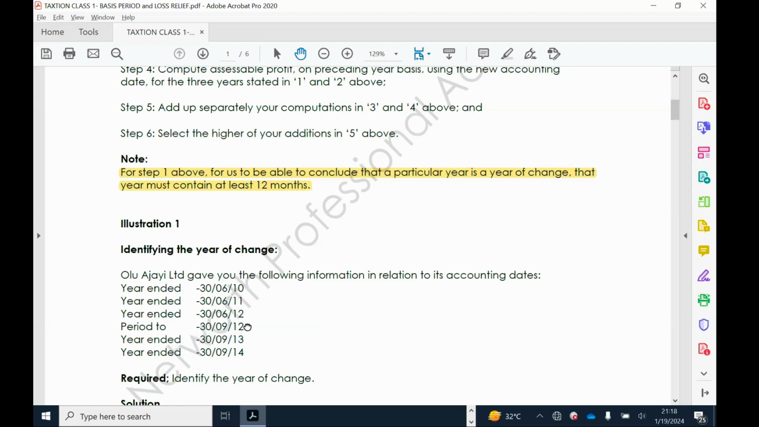So if the first year when the change occurred is not up to 12 months from the last one, then the following year that is up to 12 months will be the year of change. Aramide, please, do you understand? Yes, perfect. All right. Please, who else has a question?